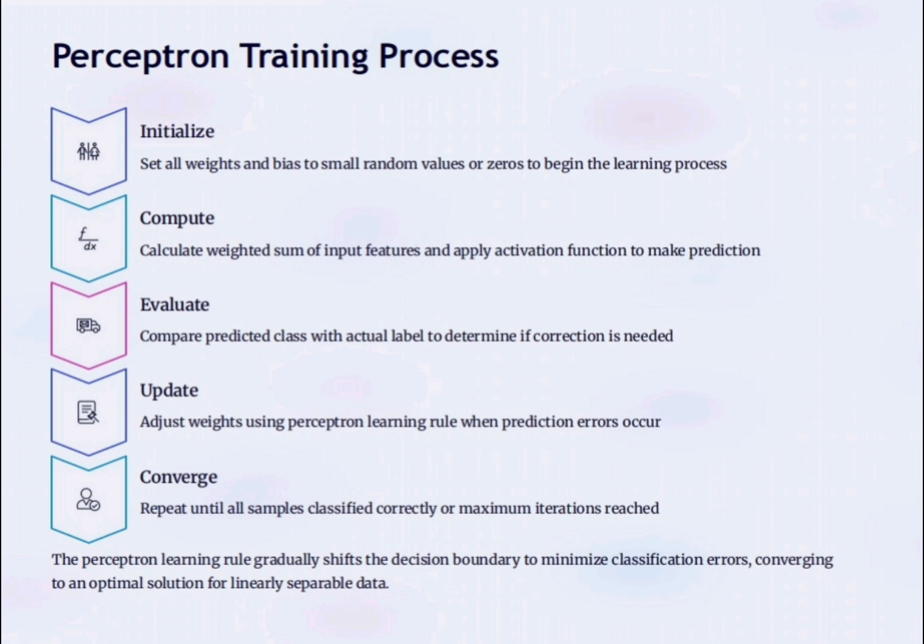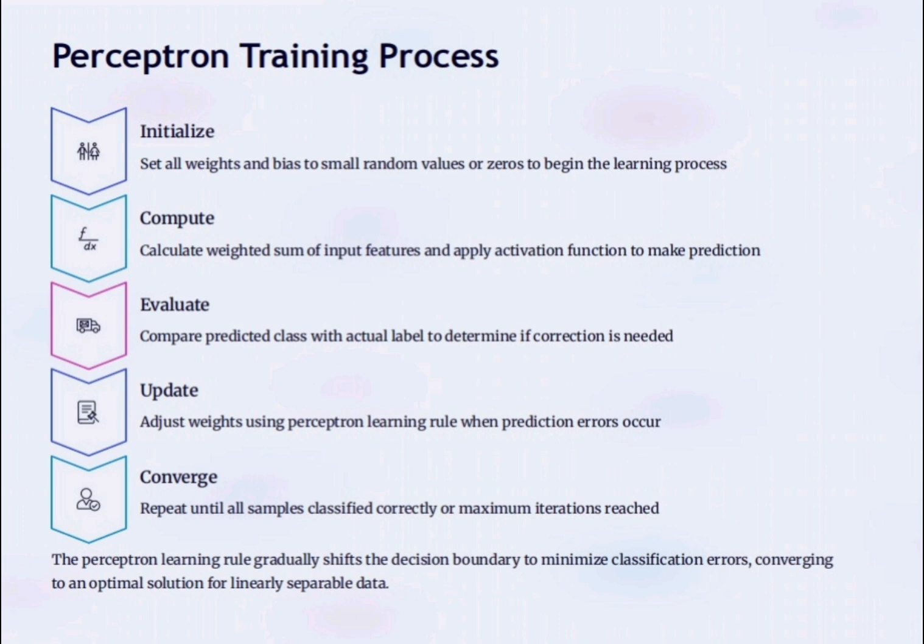Comparison. The model checks if its prediction matches the true label. Update rule. If it's wrong, the perceptron adjusts its weights. Weights equals weights plus learning rate times actual minus predicted times inputs. Repetition. This continues until the model classifies all samples correctly or reaches the maximum number of iterations.